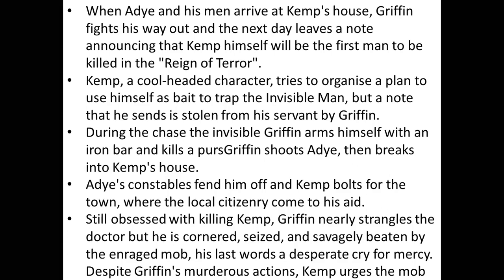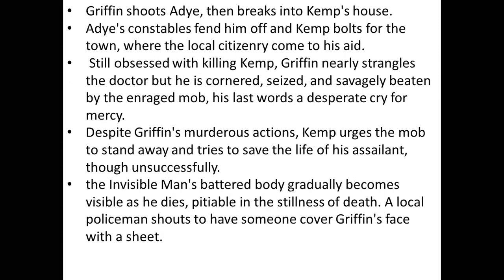During the chase, the invisible Griffin arms himself with an iron bar and kills the person. Griffin shoots Addy, then breaks into Kemp's house. Addy's constables fend him off and Kemp bolts for the town, where the local citizens come to his aid. Still obsessed with killing Kemp, Griffin nearly strangles the doctor, but he is seized and savagely beaten by the enraged mob. His last words, a desperate cry for mercy.